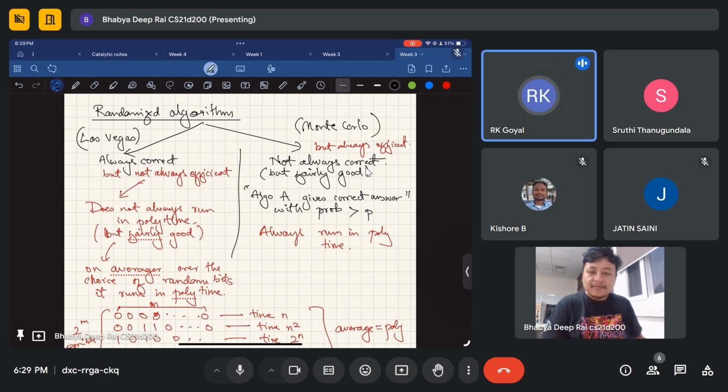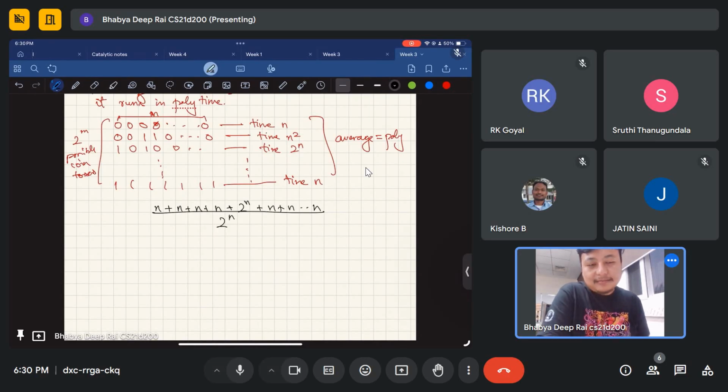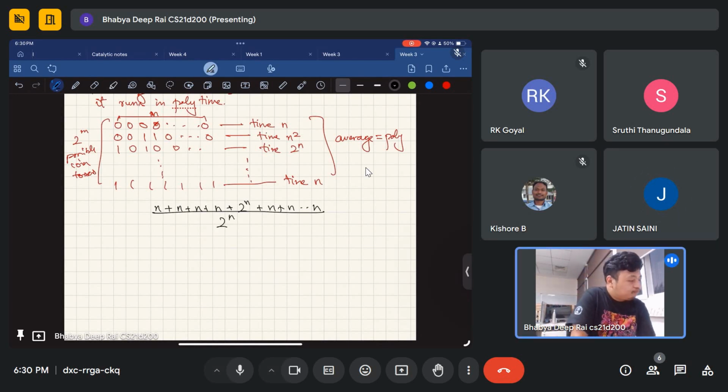So how is it possible that one term is exponential and still the average came out to be polynomial? It's possible. For example, say something like n plus n plus n plus n plus 2 to the n plus n plus n, and take their average, divided by 2 to the n, because there are exponentially many coin tosses. So it is amortized runtime, we can say. Yes, you can say that, taking the amortization over the number of coin tosses. That's right. It takes amortized time complexity of polynomial. You can equivalently say that.